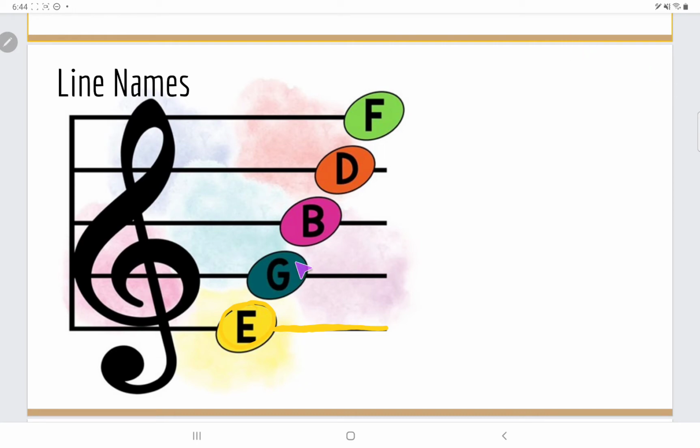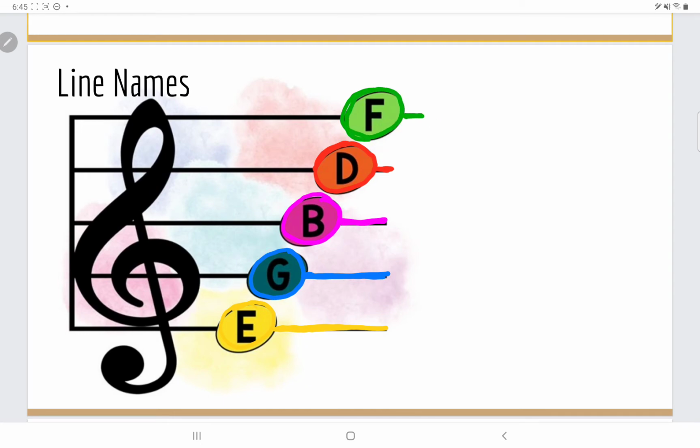Our next line, that name is G. We can see how that note, the note G, is sitting in the middle of that line. Our next one is B. It's also sitting on the 3rd line actually. So we had our first line E, our second line G, our 3rd line B, our 4th line is D. That line is a little bit shorter. And then our last line, that 5th line right at the top, is F.